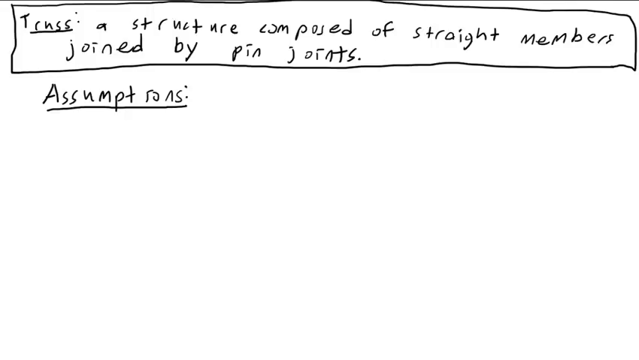But anyway, let's talk about the assumptions. The big assumptions are, again, ideal pin joints. In reality, there is no such thing as a pure pin joint, just like there is no such thing as a point force, for instance. It is just a model. Ideal pin joints, perfectly straight members.